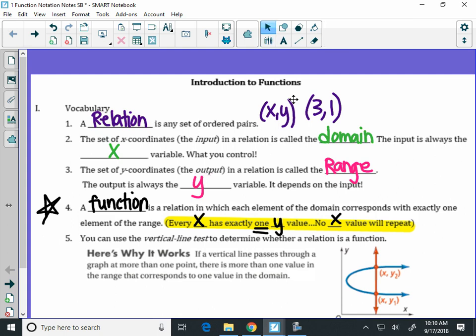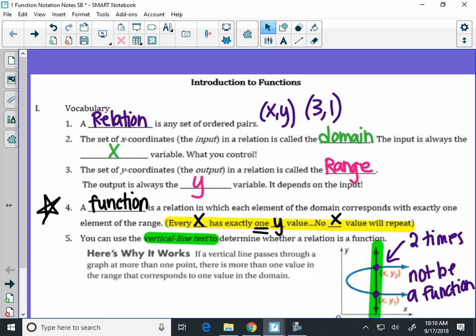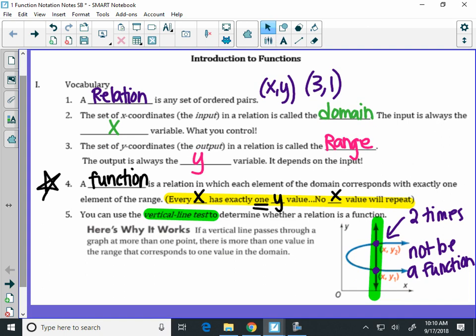Now there's a test we're going to use down below to decide if something is a function or not, and it is called the vertical line test. The vertical line test says that if you draw a vertical line through a graph and it crosses the graph in more than one place, like here it crosses 2 times, then that would not be a function. We would say it fails the vertical line test. And we'll see that again in just a second down below.